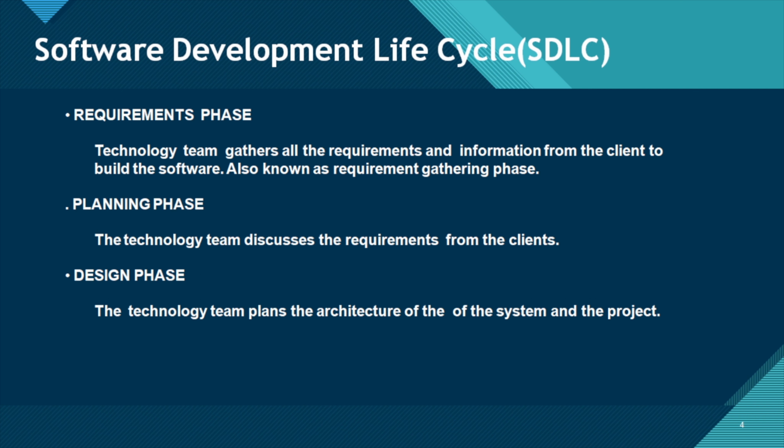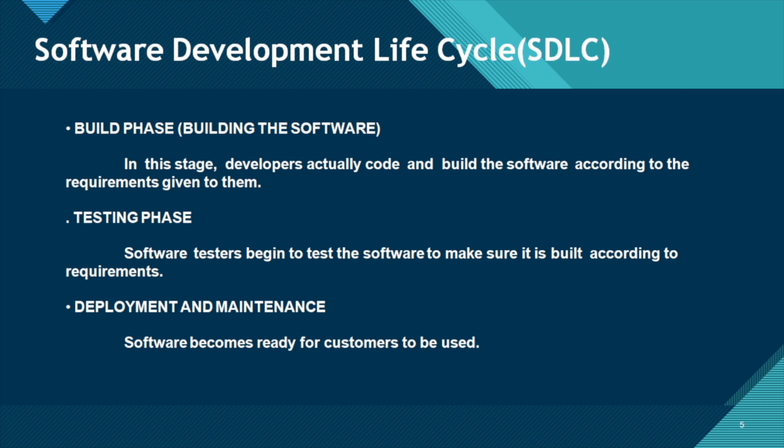First we will cover the requirement phase. In this, the technology team gathers all the requirements and information from the client to build the software, also known as the requirement gathering phase. Next, planning phase. In that case, the technology team discusses the requirements from the clients. And in the design phase, the technology team plans the architecture of the system and the project.